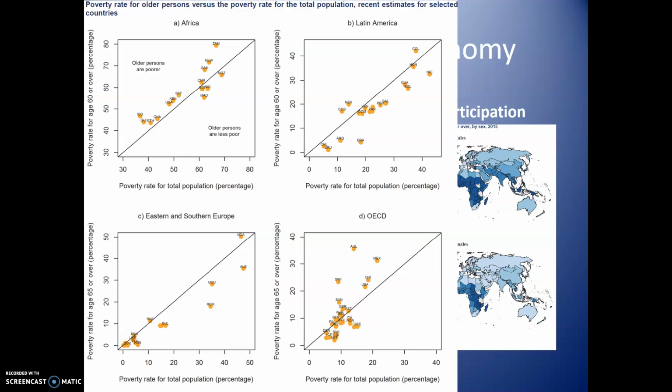But it's not a hard and fast rule. Look at places like Switzerland, Mexico, USA, where the proportion of older people in poverty is greater than the general population. And so it's not just about economics, it's also about societal norms and societal support.